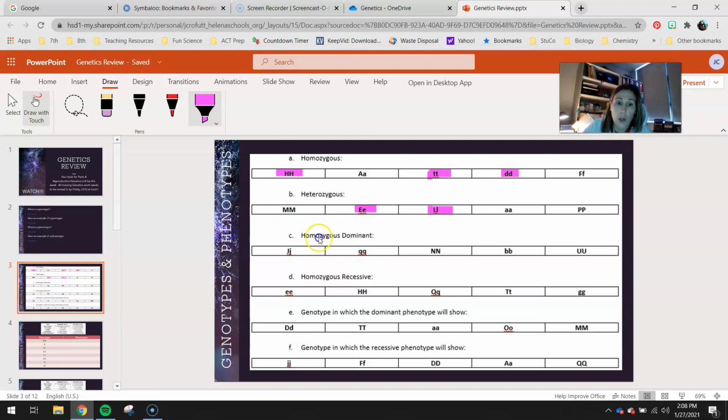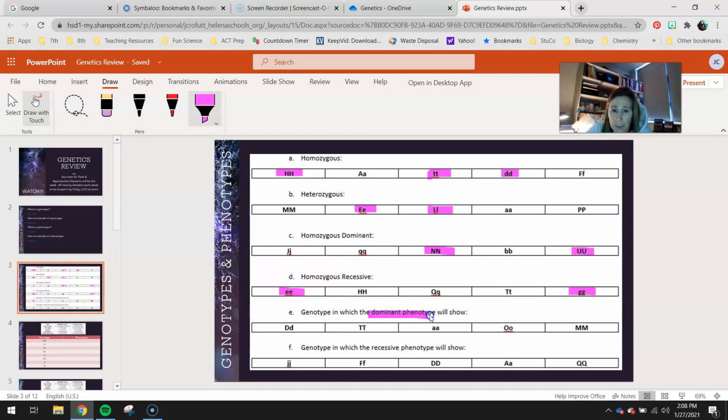Okay? Moving on, homozygous dominant, that's similar to the first one we did, except we're only looking for dominant traits. So big L, big U, big U, excuse me. Homozygous recessive, again, homo means the same, so we're only looking for genotypes that have two of the same recessive alleles. Little e, little g, little g.